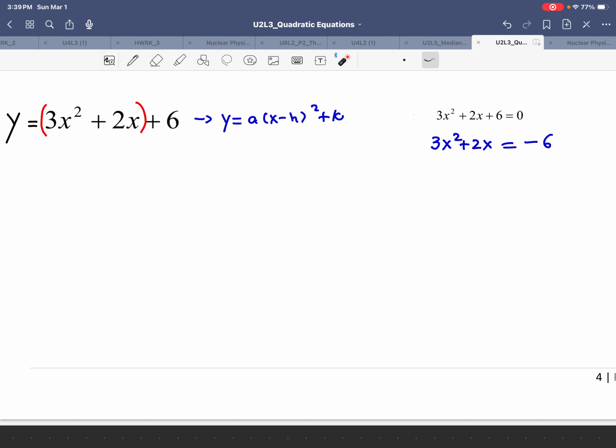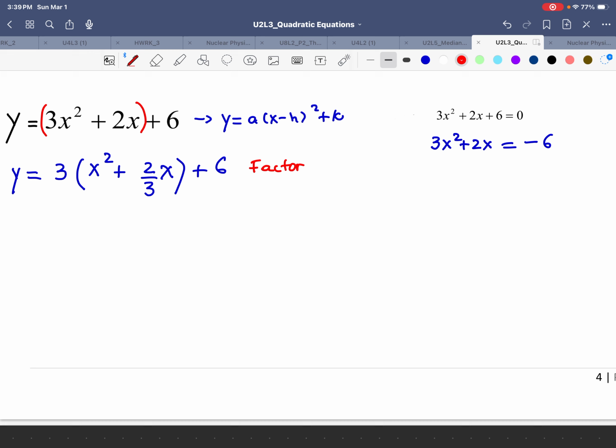Now the next step was factoring out the coefficient a. So here we're going to factor the coefficient a, which is the number 3, and then in brackets we have x squared plus 2 over 3 x, and then plus 6, obviously. So here you factor, here you are going to divide. We divide by the same number, a, so we're going to have division by 3 on both sides of the equation. And then we have x squared plus 2 over 3 x equals negative 2. Okay?